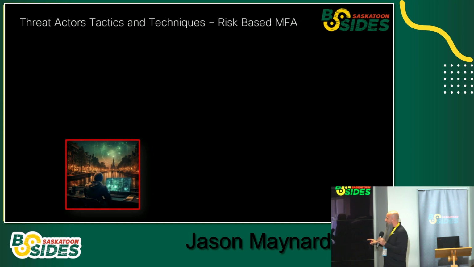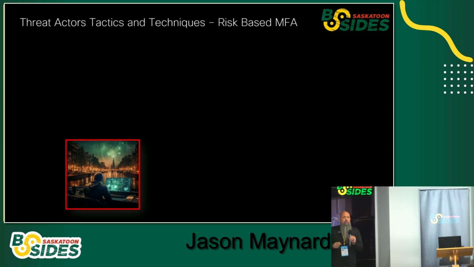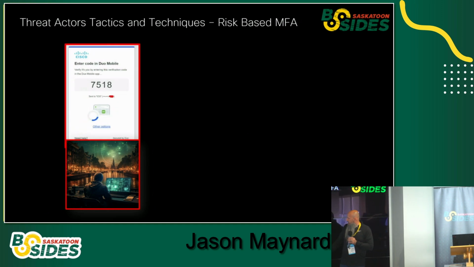So anyways, how do I build a mitigating control against that? Well, the adversary's here. They get the code, right?